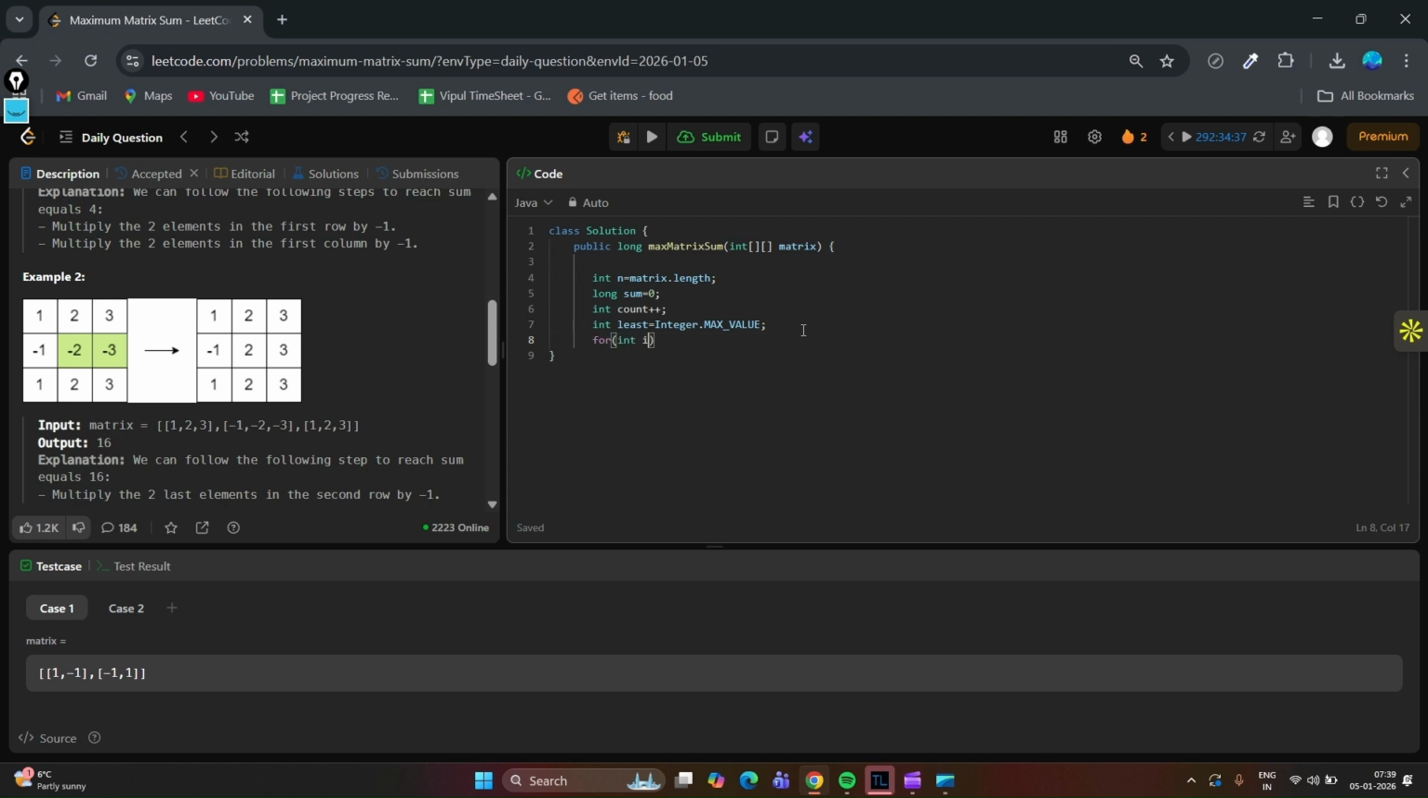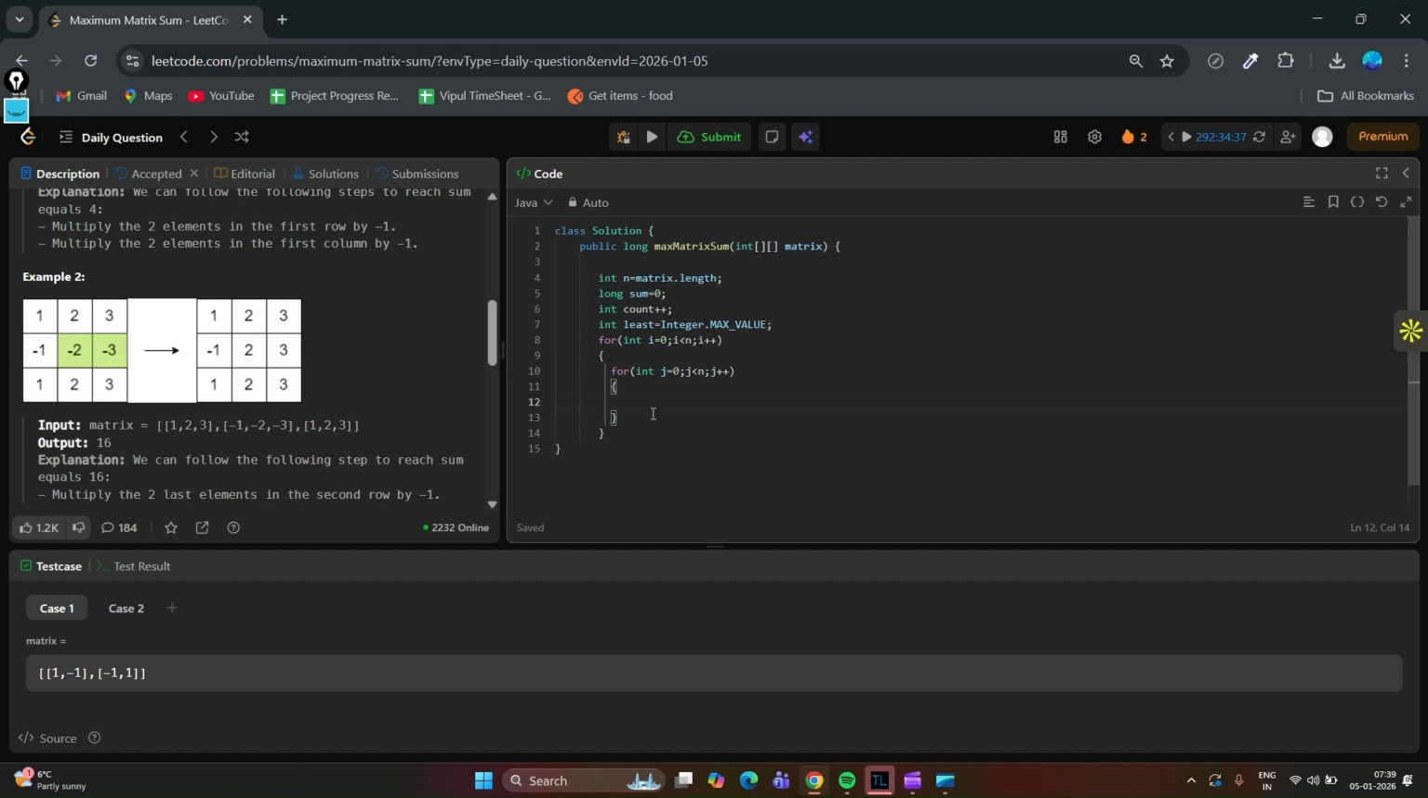Int i starts from 0 and goes to n, and i plus plus. Because it is a 2D array, we go with another loop. Int j starts from 0 also, and j goes to n, less than n, and j plus plus. Okay, this is our work. Now we have to count first.